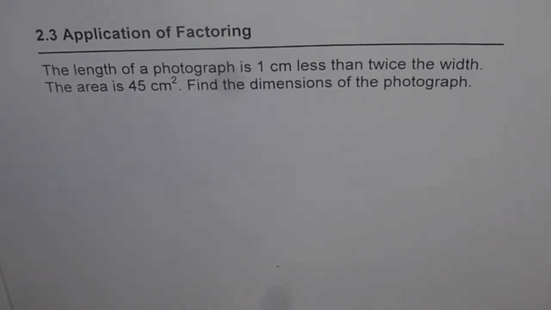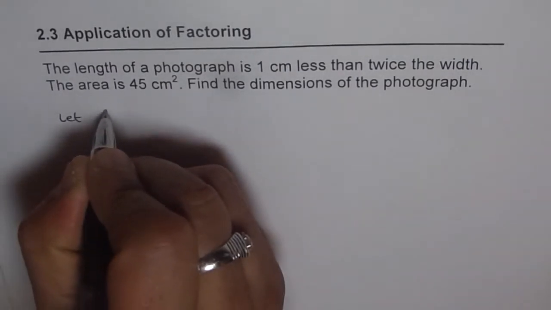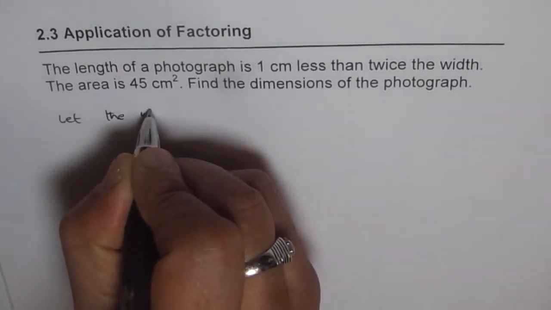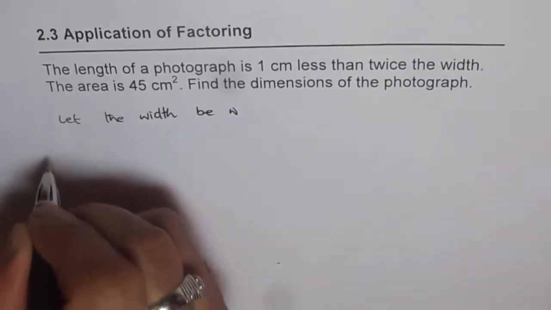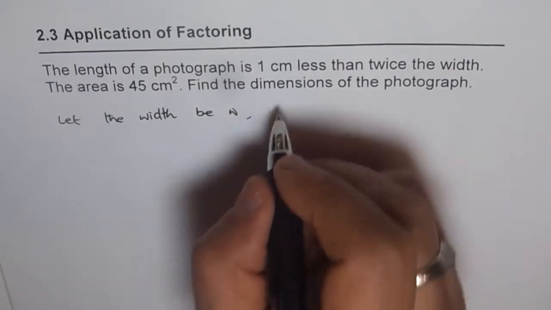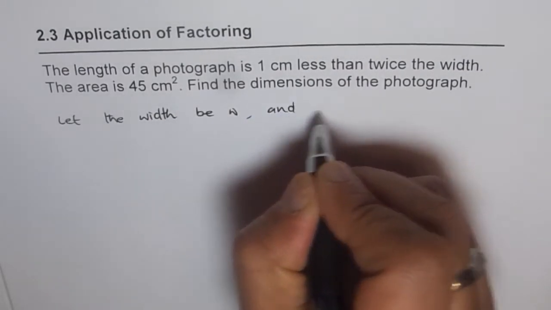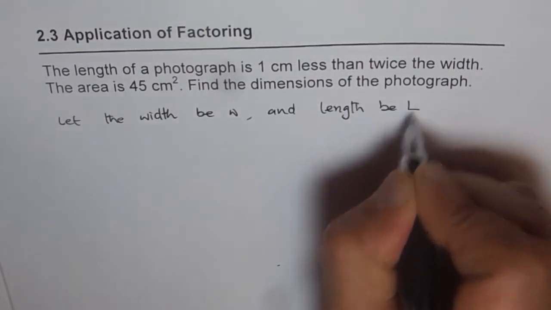So for a word problem, it's good to start with assumptions, right? And defining variables. Now in this particular case, we can define the variable. Let the width be W, and let length be L, let us say, right?